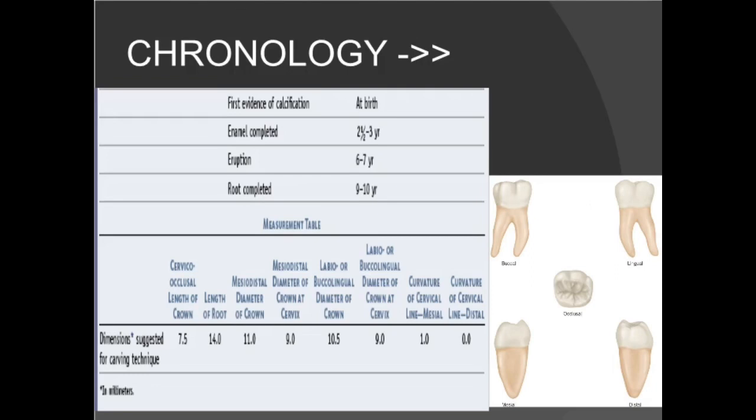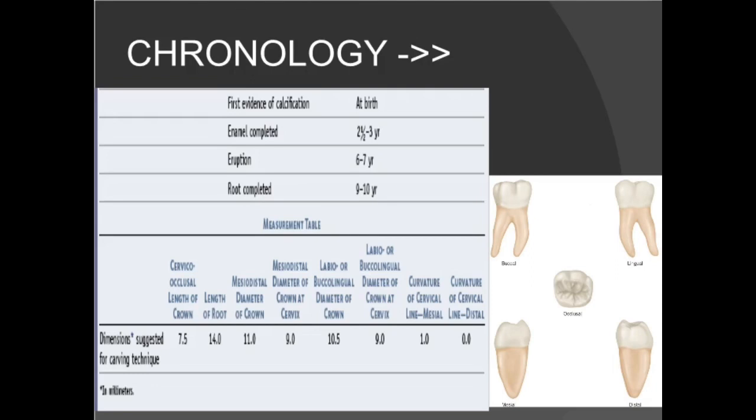While talking about its measurements, the cervico-occlusal length of the crown is 7.5 mm. The length of the root is 14 mm. Mesiodistal diameter at the crown is 11 mm, whereas the mesiodistal diameter at the cervix is 9 mm. The labiobuccal lingual diameter at the crown is 10.5 mm, whereas at the cervix it is 9 mm. Curvature of the cervical line mesially is 1 mm, and the curvature of the cervical line distally is 0.